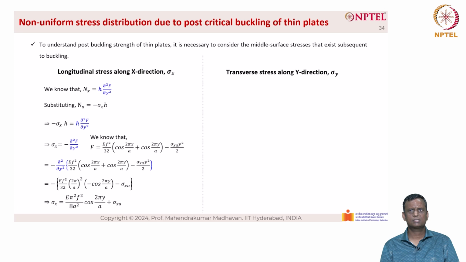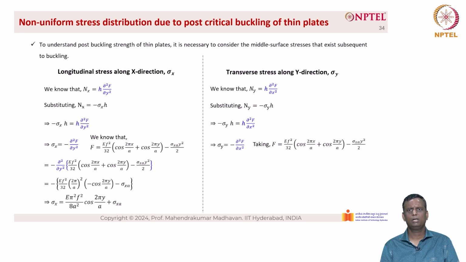Now let's look at the transverse stress along the y direction, sigma y. We know that Ny equals h into dou square F by dou x square. Substituting Ny equal to minus sigma y into h, we have minus sigma y into h equal to h into dou square F by dou x square. So we have sigma y equal to minus dou square F by dou x square. Taking F equal to E into f square by 32 into cos 2 pi x by a plus cos 2 pi y by a, minus sigma xa into y square by 2, and differentiating, we get a simplified equation, which is sigma y equal to E into f square into pi square divided by 8a square into cos 2 pi x by a.